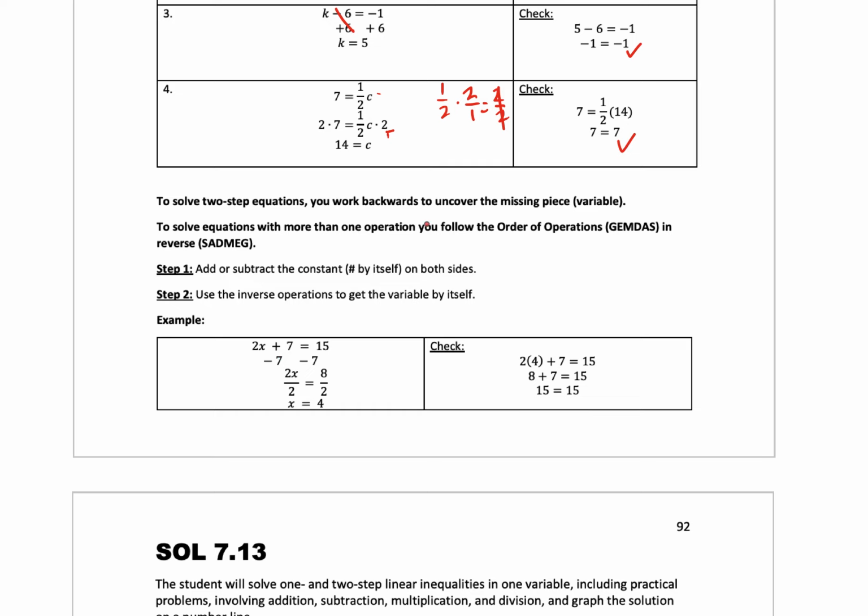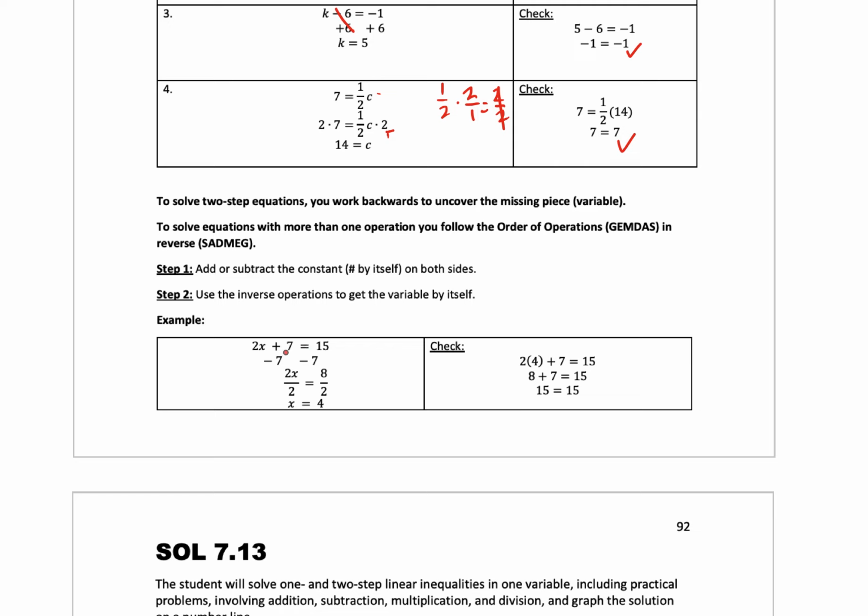So it's kind of like using the order of operations, but backwards. So we start with subtraction and addition, then go to division and multiplication, and then take care of anything else that we have left over. So we're going to use inverse operations to get the variable by itself.